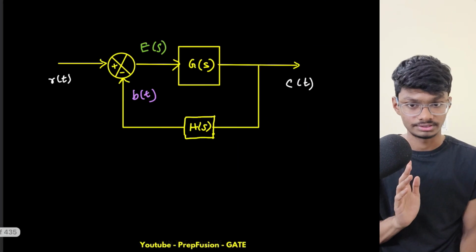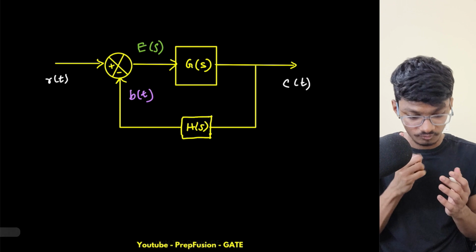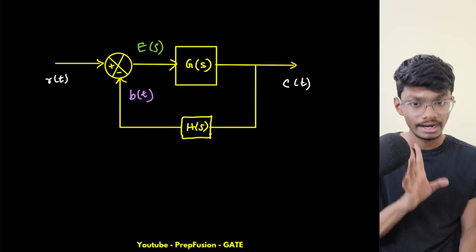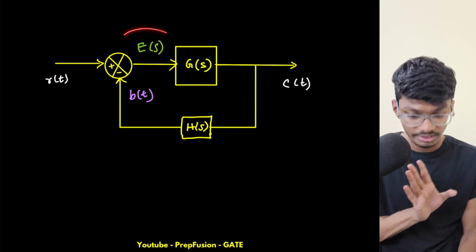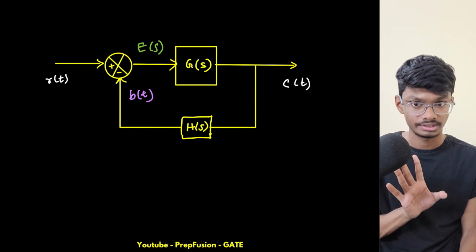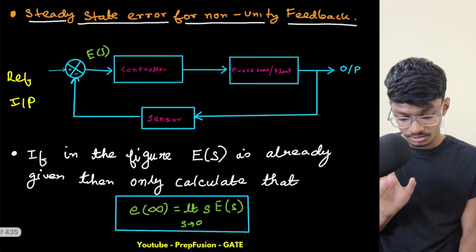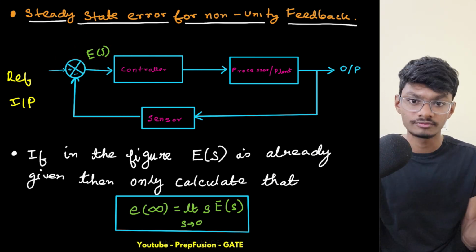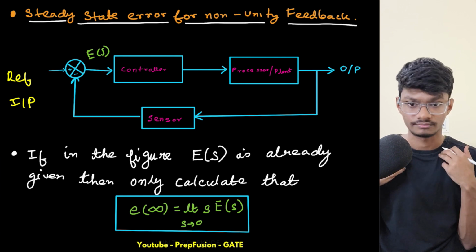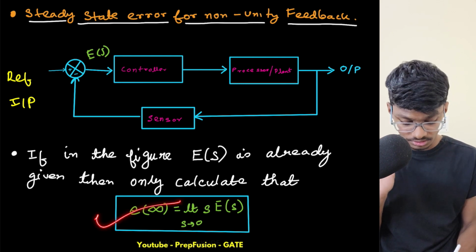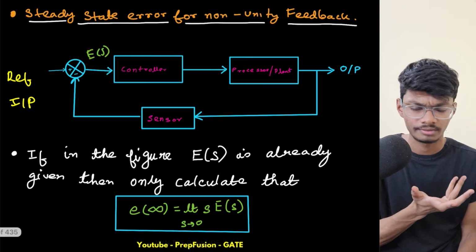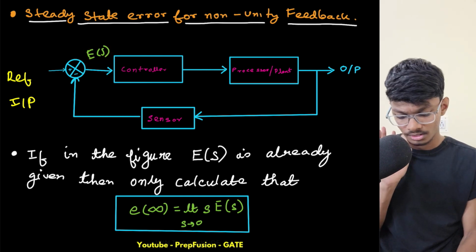For a non-unity feedback system, generally GATE has given a question only one time on steady state error, and that time they have given this e of s. They have written down that e of s is this. So if they are giving it to you that e of s is this, they are defining it for you, then you don't need to define it by yourself. No need to use brain. Just simply use this final value theorem. Find this e of s with the help of any block diagram reduction technique or whatever.